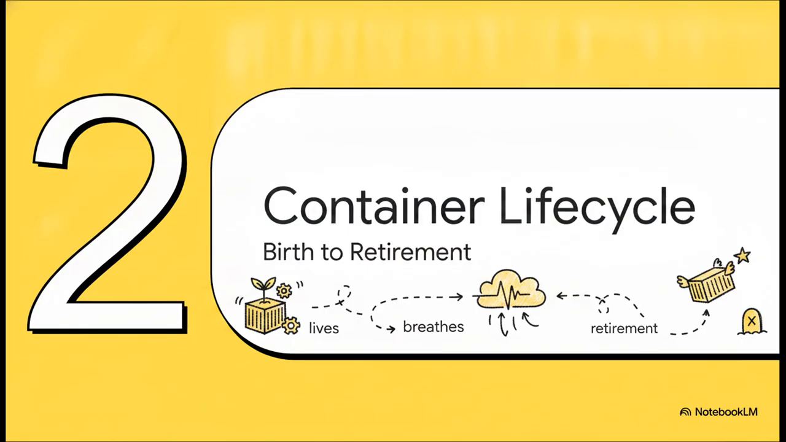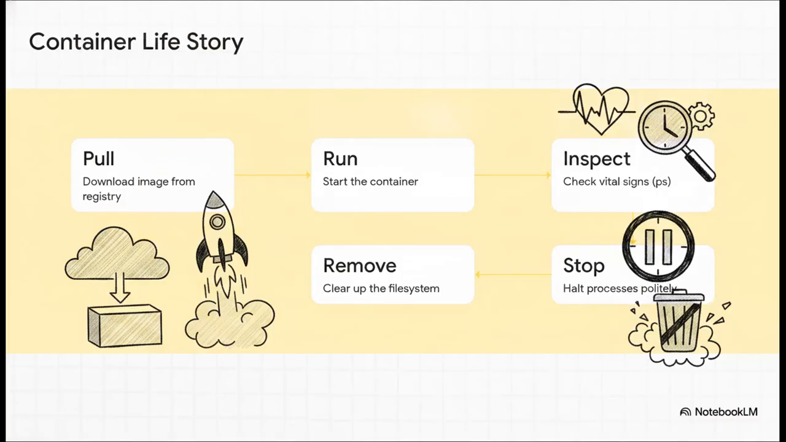Moving right along to Section 2, the core container lifecycle. Let's dive into how a container actually lives, breathes, and retires. The best mental model for a container's life story is this very specific chronological sequence. First, you pull the image from a registry, like Docker Hub. Second, you run it, bringing it to life.